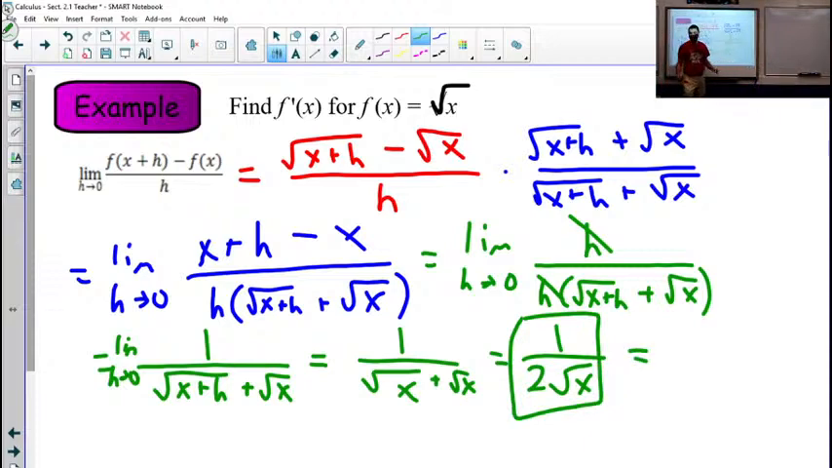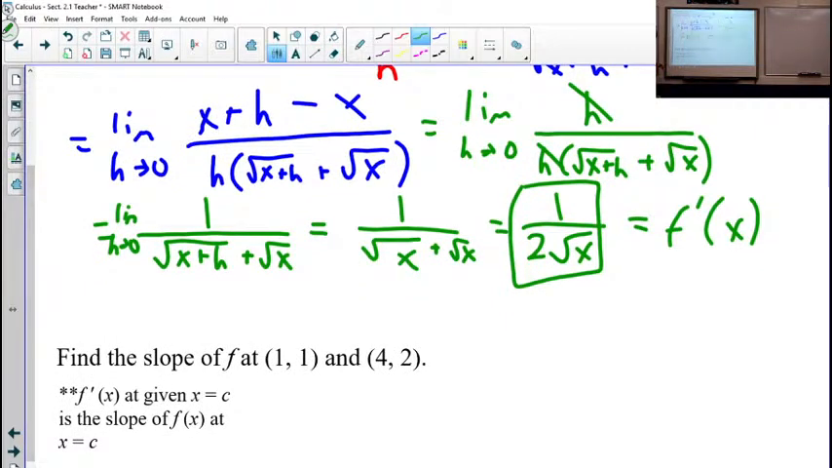So this is another bit of notation here. f prime of x. We use this little prime for the derivative. So now we have this general function for the derivative of square root of x at any point. So now if I were to find it at 1, 1 and 4, 2, instead of doing this whole limit process again, all we need to do is plug in 1 and plug in 4.